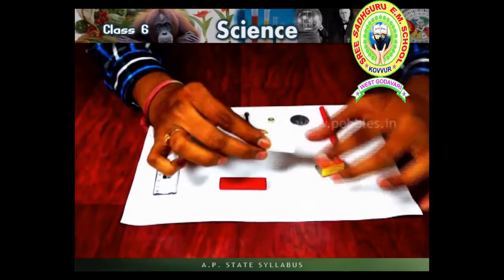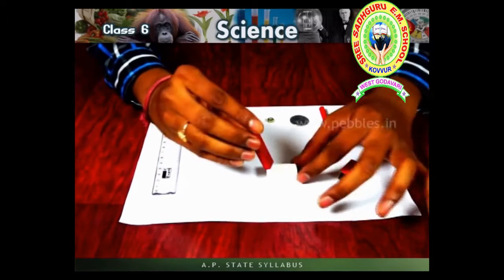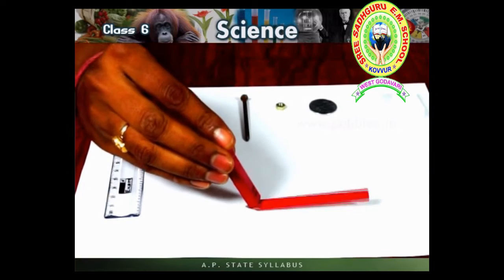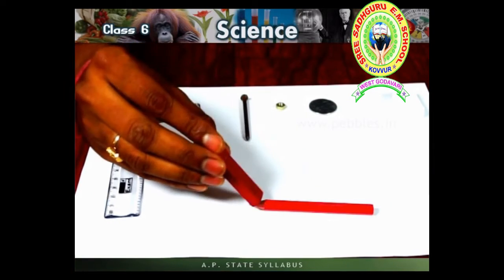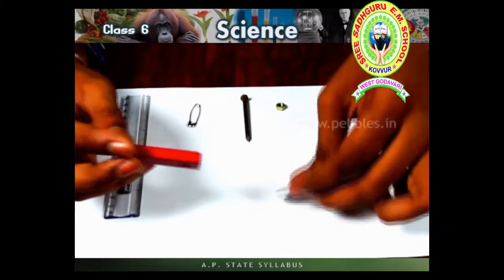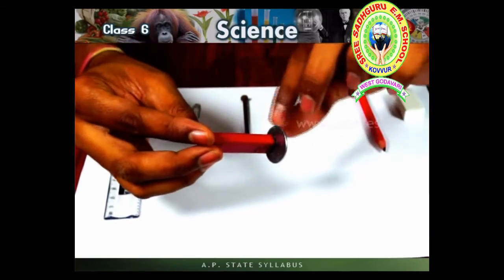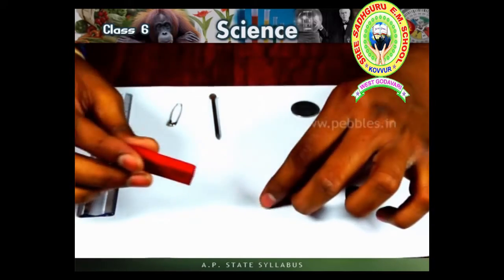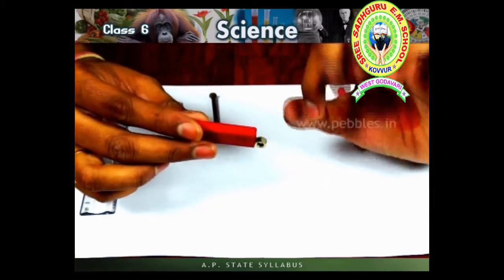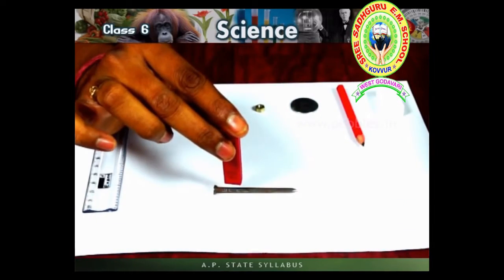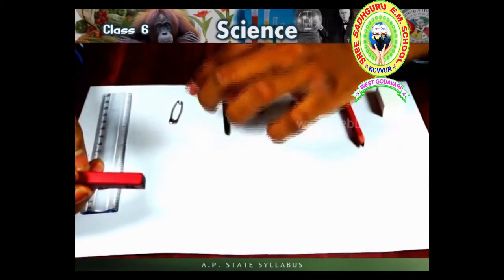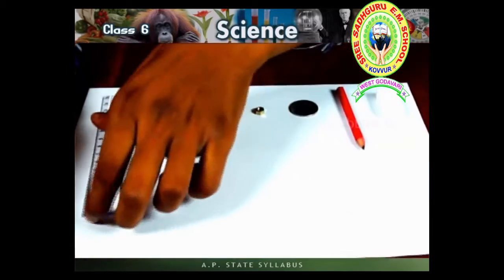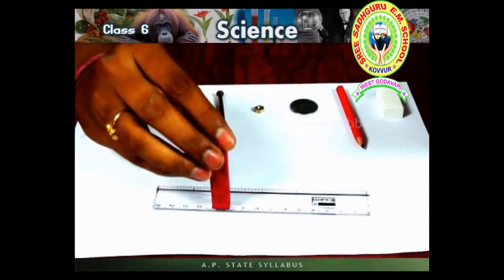Object: eraser, made of rubber, not attracted by magnet. Pencil, made of wood, not attracted by magnet. Coin, made of metal, attracted by magnet. Bolt, made of metal, attracted by magnet. Iron nail, made of iron metal, attracted by magnet. Safety pin, made of metal, attracted by magnet. Plastic scale, made of plastic, not attracted by magnet.